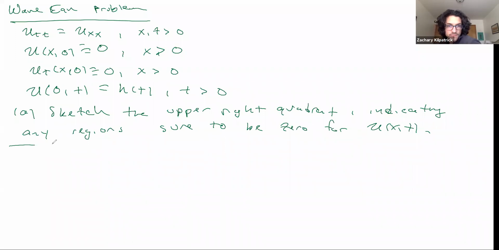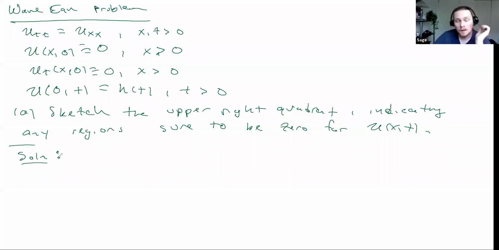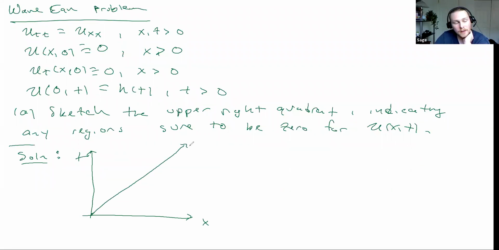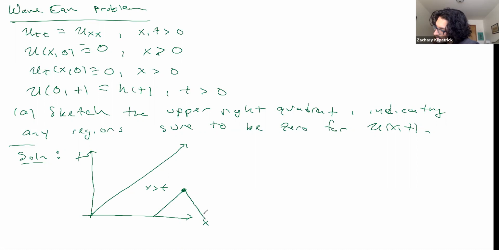Anybody want to volunteer an answer? The line below x equals t has to be 0. Why is that? Because all of those points, in their domain of dependence, will not include the left boundary. Right. So this is x greater than t. If I pick a point here, remember, as Sage is saying, the domain of dependence of this region only encompasses the initial line, t equals 0, right?